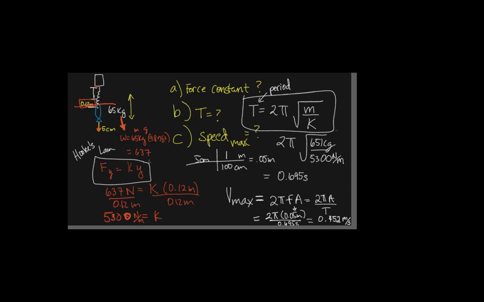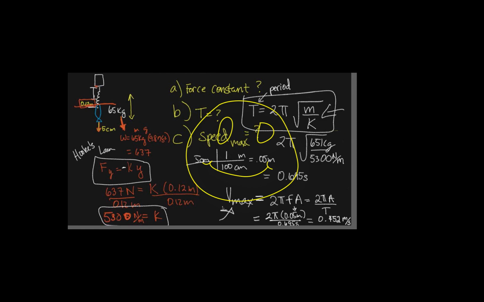And the restoring force was positive. That's why this is not negative. Usually that is negative. We used that to calculate the spring constant. Then once we knew that, we could calculate the period because we needed the spring constant right there. And then once we knew the period, we could calculate Vmax. All right.